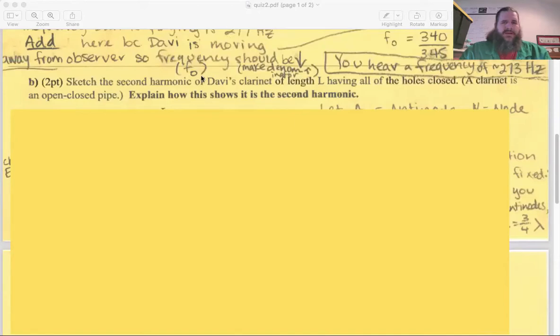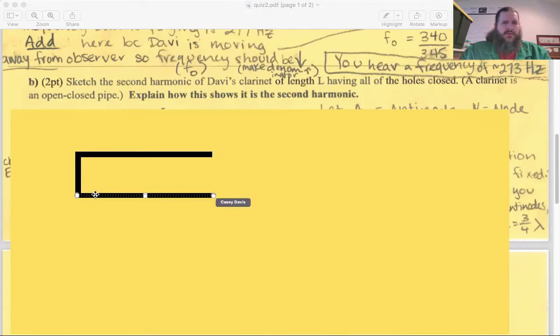Since this is open on one end and closed on the other end, let's just draw that out. Open on one end, closed on the other end. So something like that. And what does that tell us about the ends? If one end is open and one end is closed, what kind of points on the standing wave do we have to have at those points? The node, I think you'd start with a node and then it would open up into an antinode.